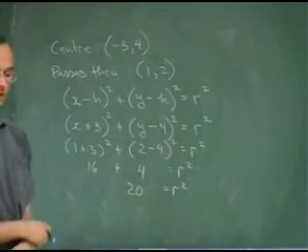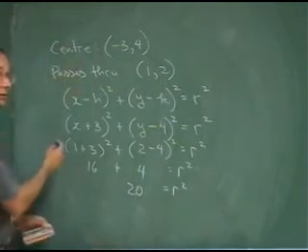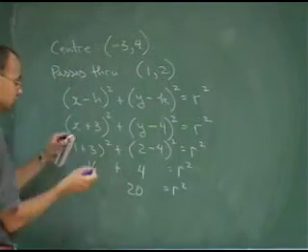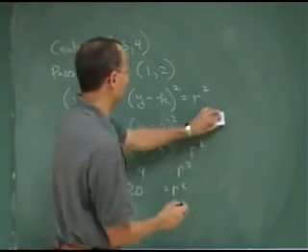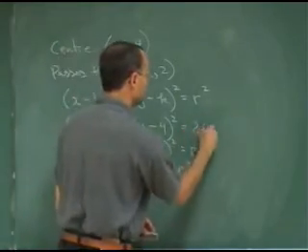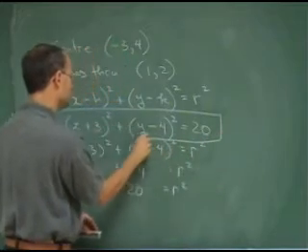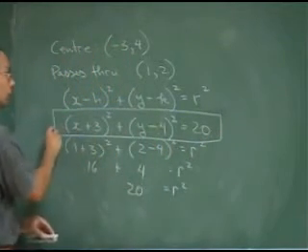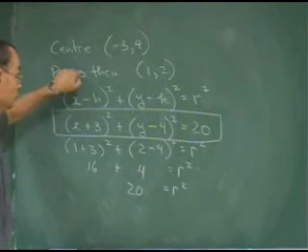So what could I do to finish this up? Well, to save rewriting the whole thing, since I have the magic of the chalkboard, I'm just going to go back up here and replace r squared with 20. And there it is. There's the equation of this circle with this center passing through the point (1, 2).